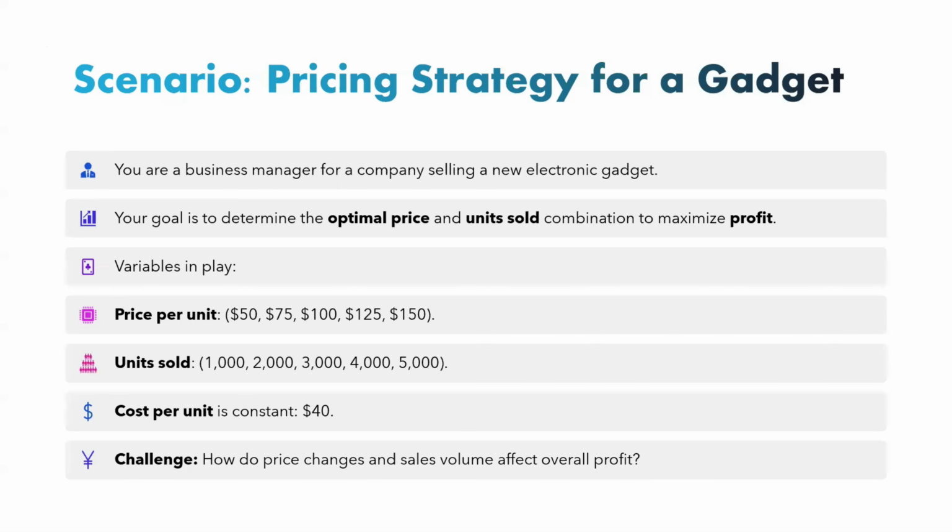Variables in play: price per unit. These are the given prices per unit. The units sold. The cost per unit, which is $40 and it's a constant. The challenge is to see how price and sales volume changes affect overall profit.